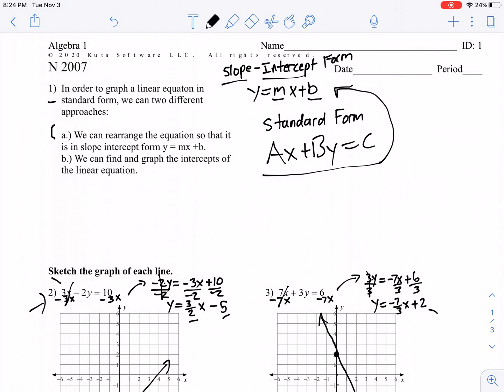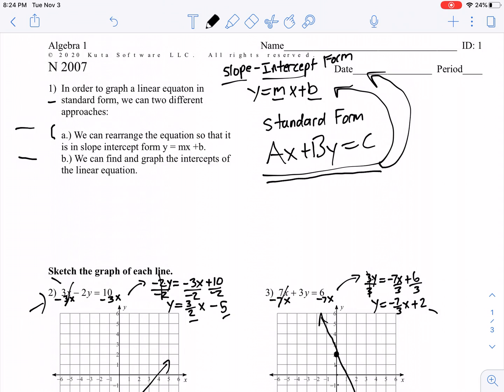Okay, continuing with being able to graph standard form, our ax plus by equals c. Last video we looked at being able to rearrange that and solve for y so that we can get it into slope-intercept form, y equals mx plus b. That was the first option. We want to look at the second option now.